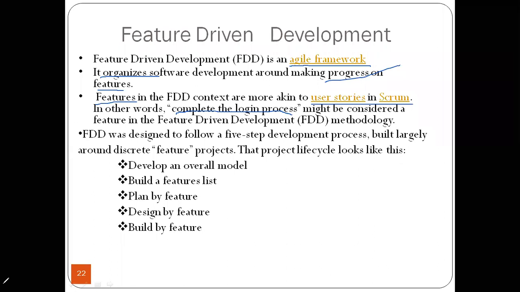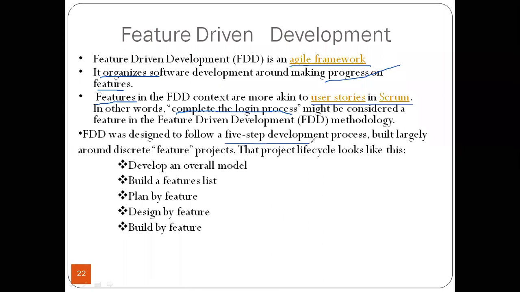One project has a number of different modules or sub-programs. Each and every sub-program gives some set of results based on the requirement or the nature of the program. So that is one kind of feature, right? And coming to the next one, FDD was designed to follow five steps.